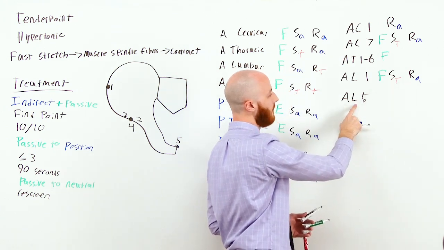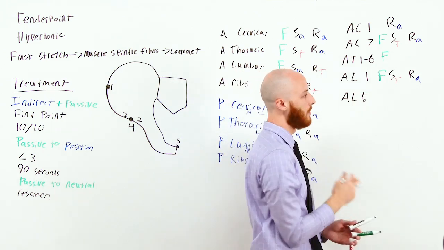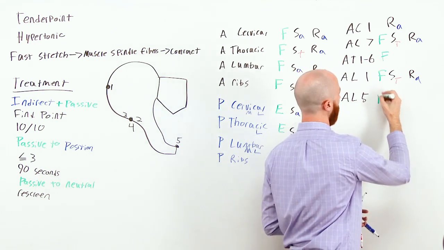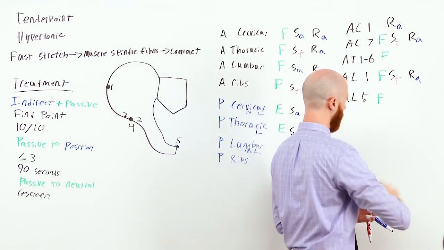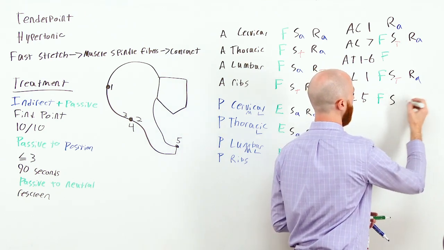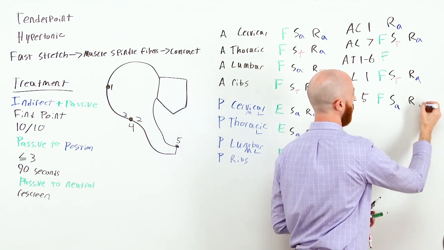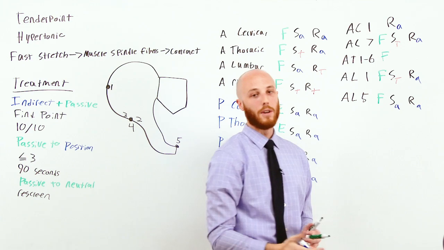Then you have AL5, which was located on the pubic tubercle. This treatment position is going to be flex, side bend away, and rotate away. I'll let you make up your own mnemonic for that one.